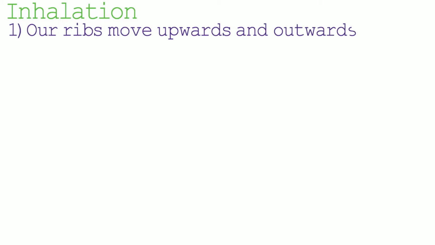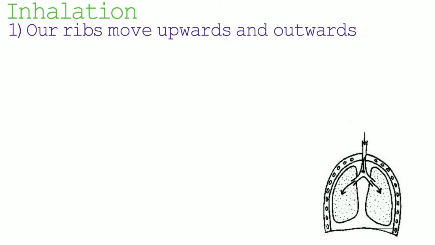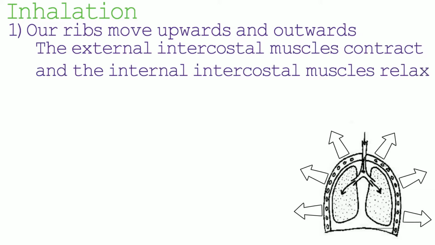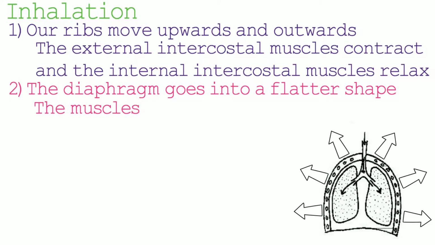One of the movements is that our ribs move upwards and outwards. They move upwards and outwards because of the intercostal muscles. Intercostal muscles are antagonistic pairs, and the pairs are called external and internal intercostal muscles. In order for the rib cage to move upwards and outwards, the external intercostal muscles contract and the internal intercostal muscles relax.